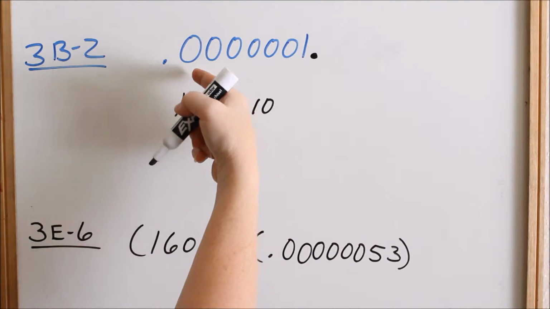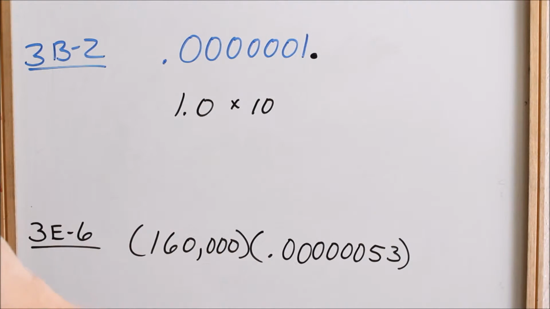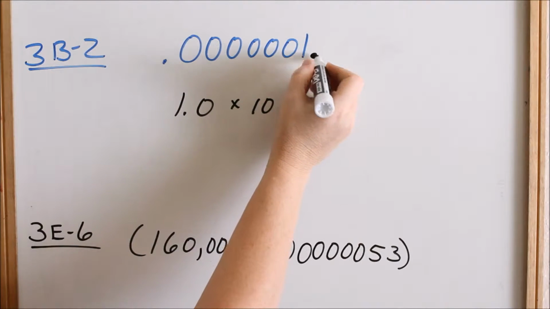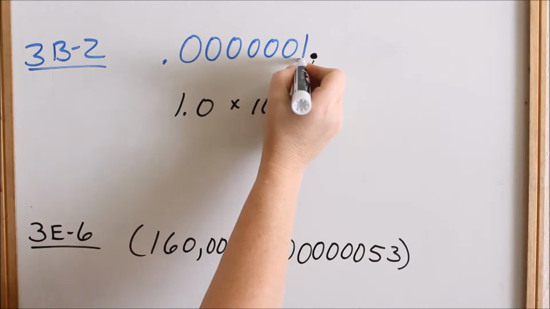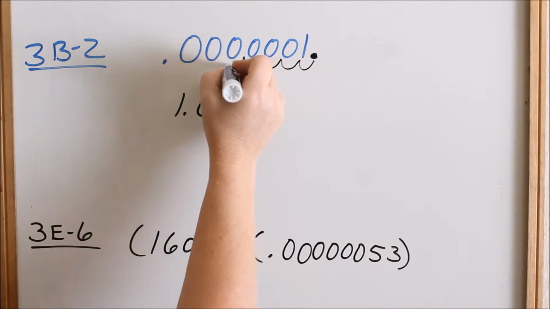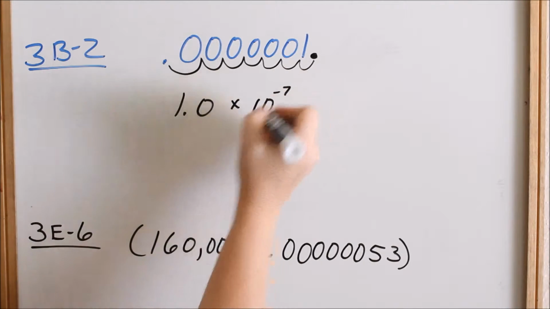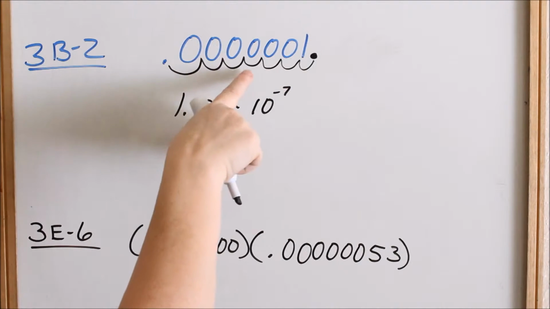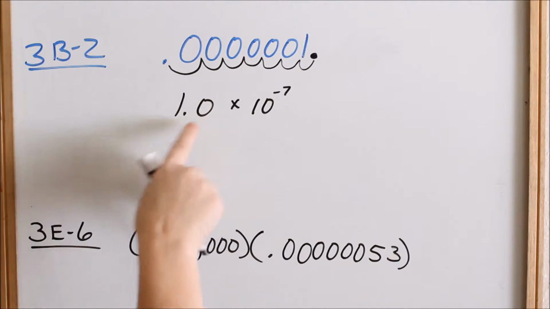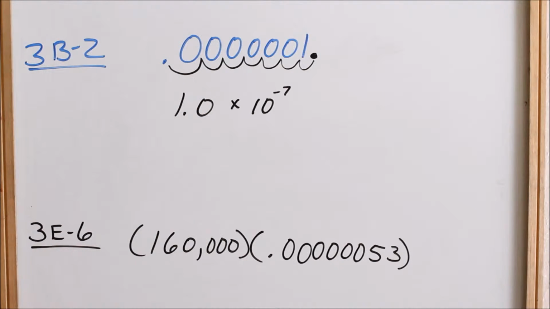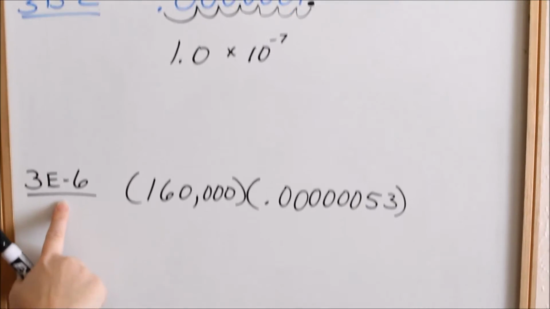Left on an XY graph is negative. So that's how you can remember that. So your exponent would be 1, 2, 3, 4, 5, 6, 7 places. So that would be 10 to the negative 7. So to write this in scientific notation, 1.0 times 10 to the negative 7. Alright, now let's look at 3E6.